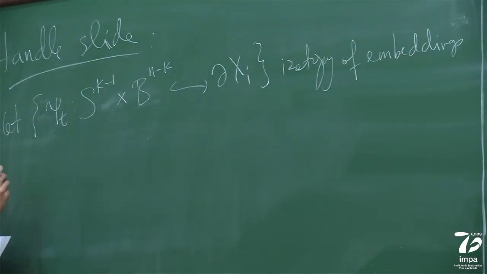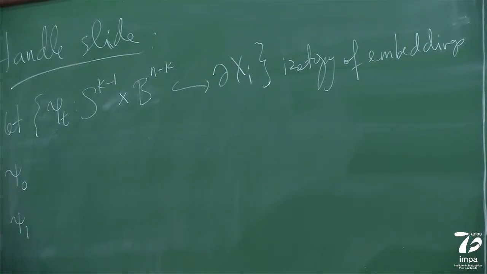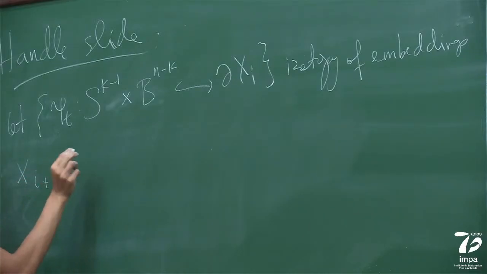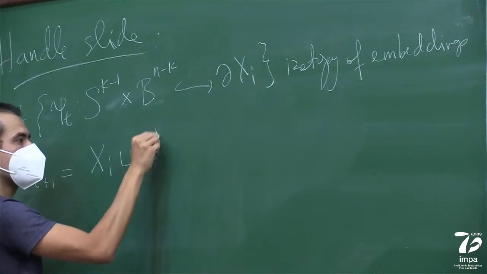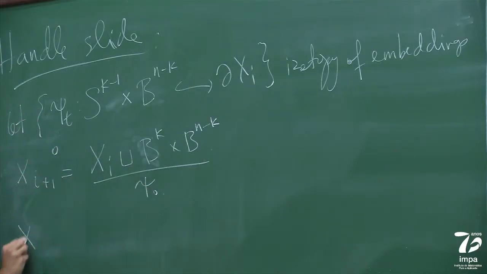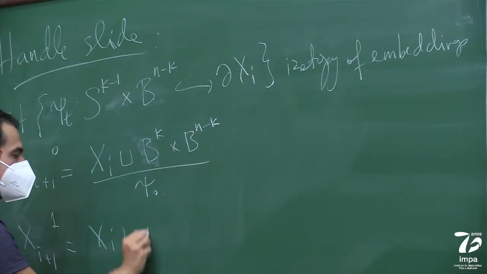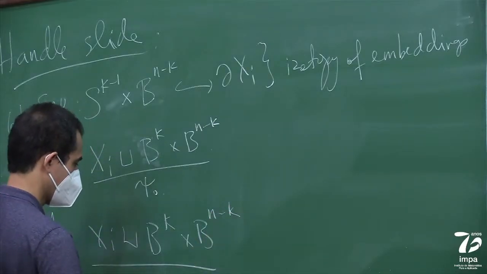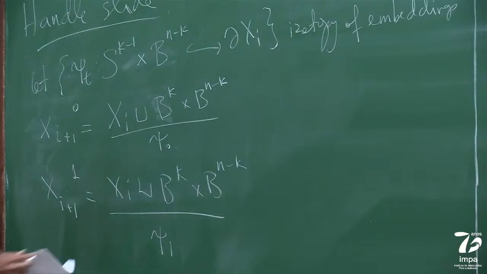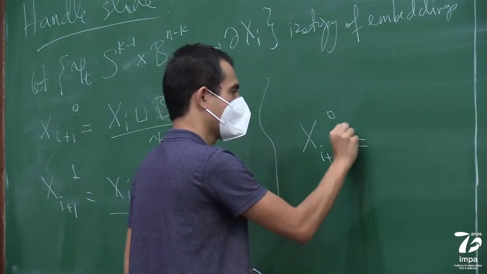So now you can think about the handle attachment corresponding to phi 0 and the handle attachment corresponding to phi 1, psi 0 and psi 1. So if you use psi 0, you're going to get one manifold. So you get X_{i+1}, which is what you get from attaching a handle according to psi 0. And then you get another X_{i+1}, which is the manifold you get when you use psi 1. And basically, it's not hard to see that the isotopy will actually induce a diffeomorphism here. So if you just construct it explicitly like this with a handle attachment, because of the isotopy, it's not hard to see that you get a diffeomorphism. So the manifolds that you construct this way are diffeomorphic.